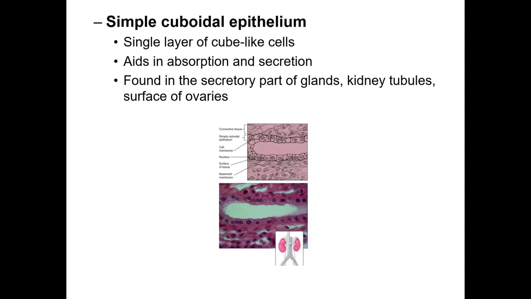Then we have simple cuboidal epithelium. And these look like cubes, hence the name. They deal in absorption and secretion, and production of protective mucus coat and the movement of respiratory mucus. They are found in the liver, thyroid, mammary glands, salivary glands, and in most kidney tubules and bronchioles.